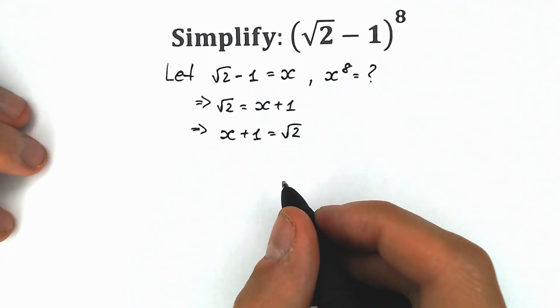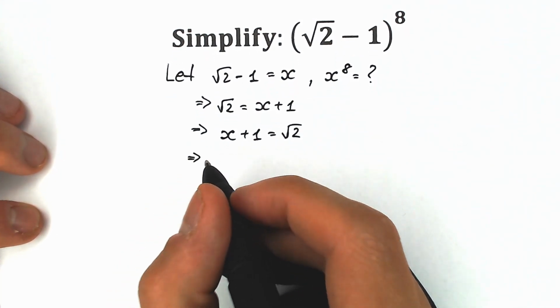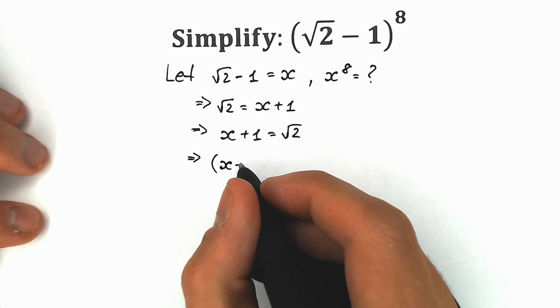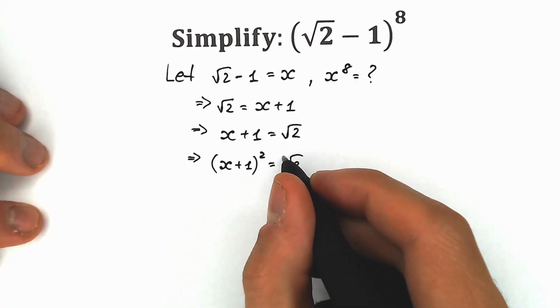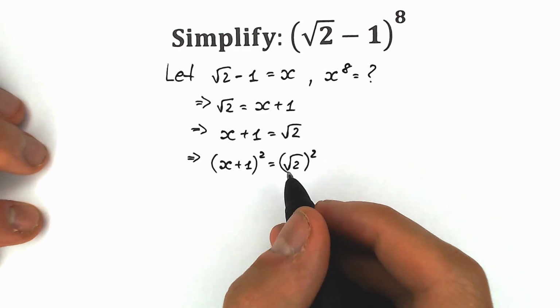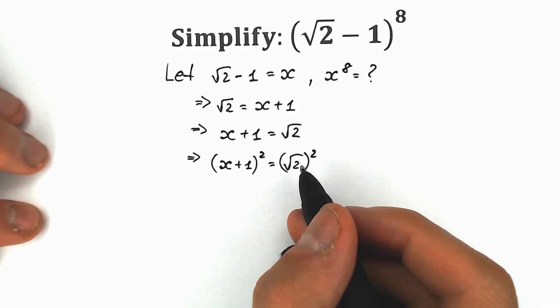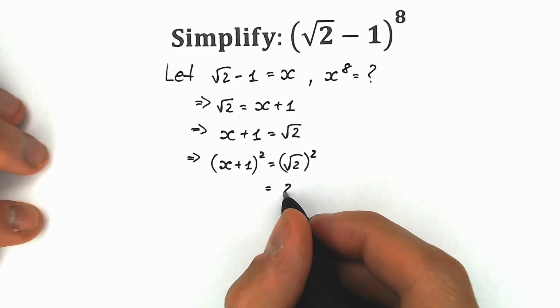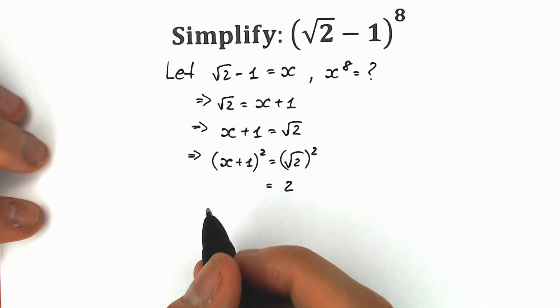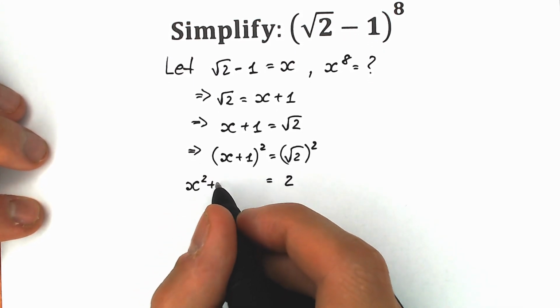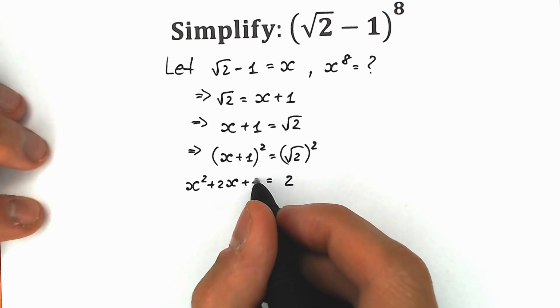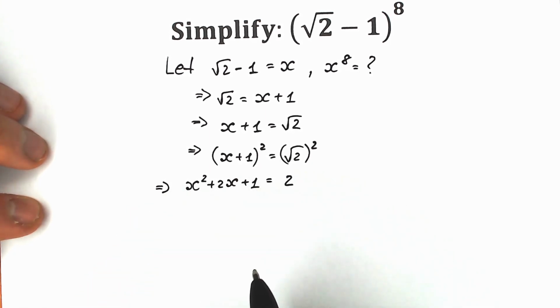Really great. Right now let's square both sides. We have x plus 1, we square it, and we have square root of 2, we square it on the right side. This is a very easy expression. On the right side we have 2, and on the left side we have our basic school identity: x squared plus 2x plus 1. Yeah, this is the basic school identity.